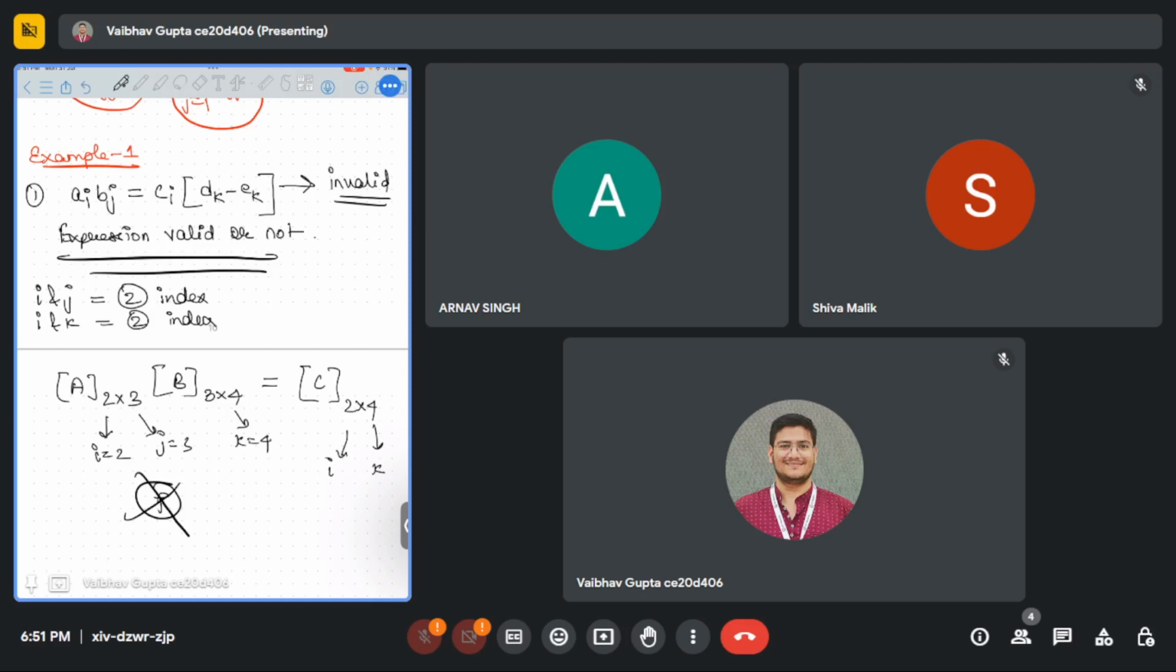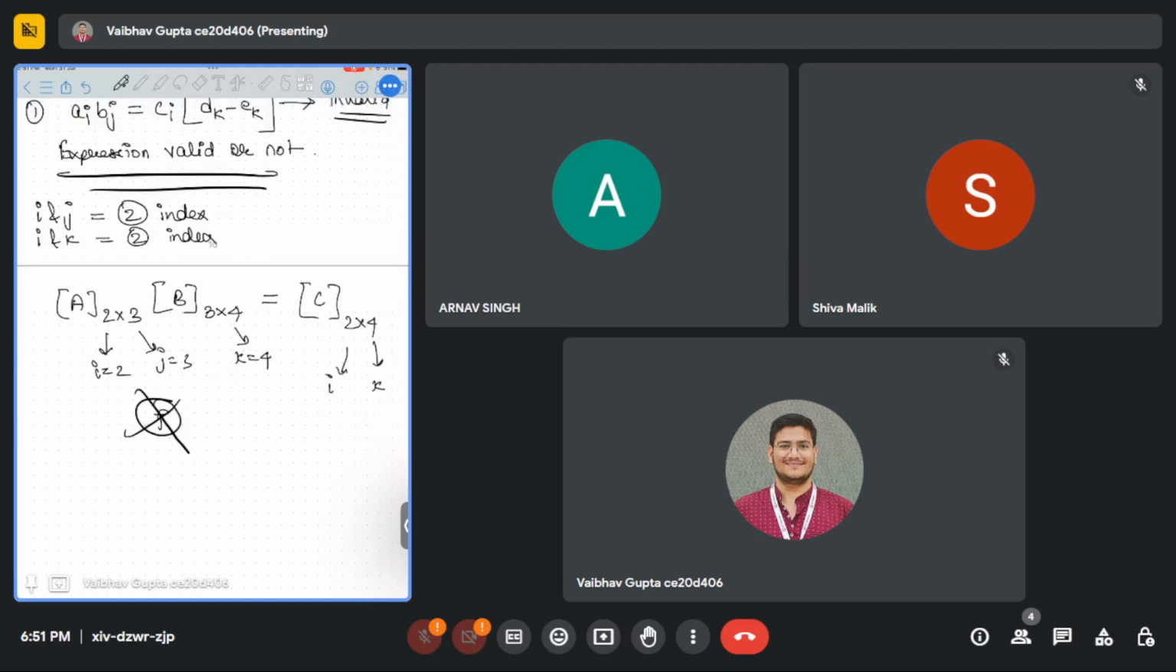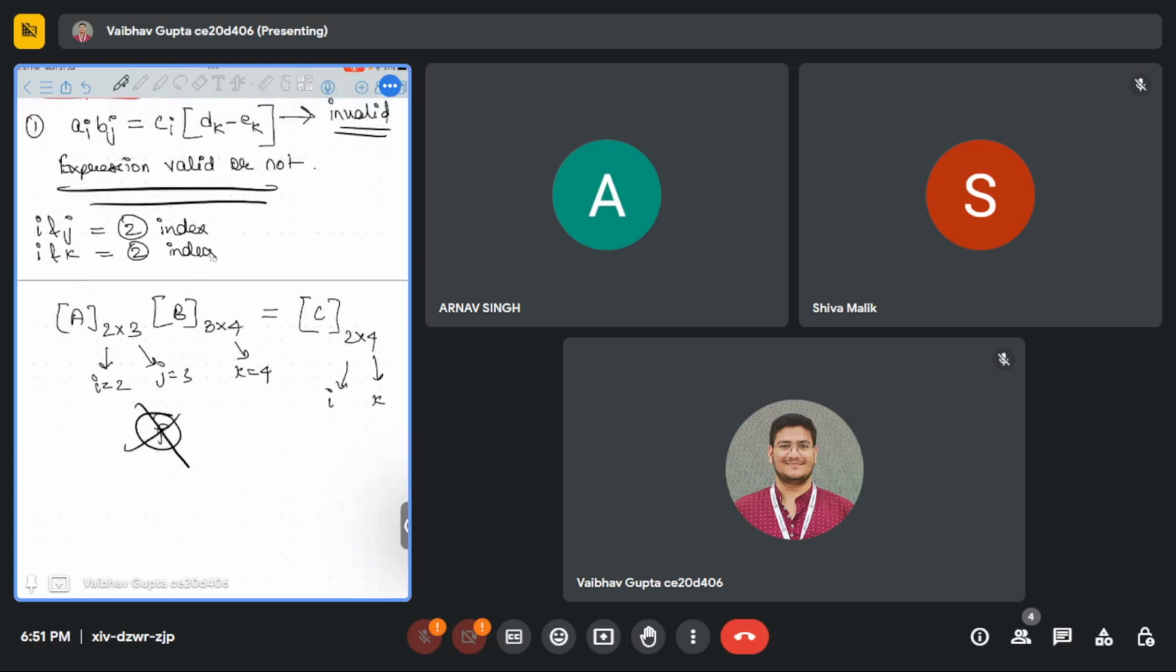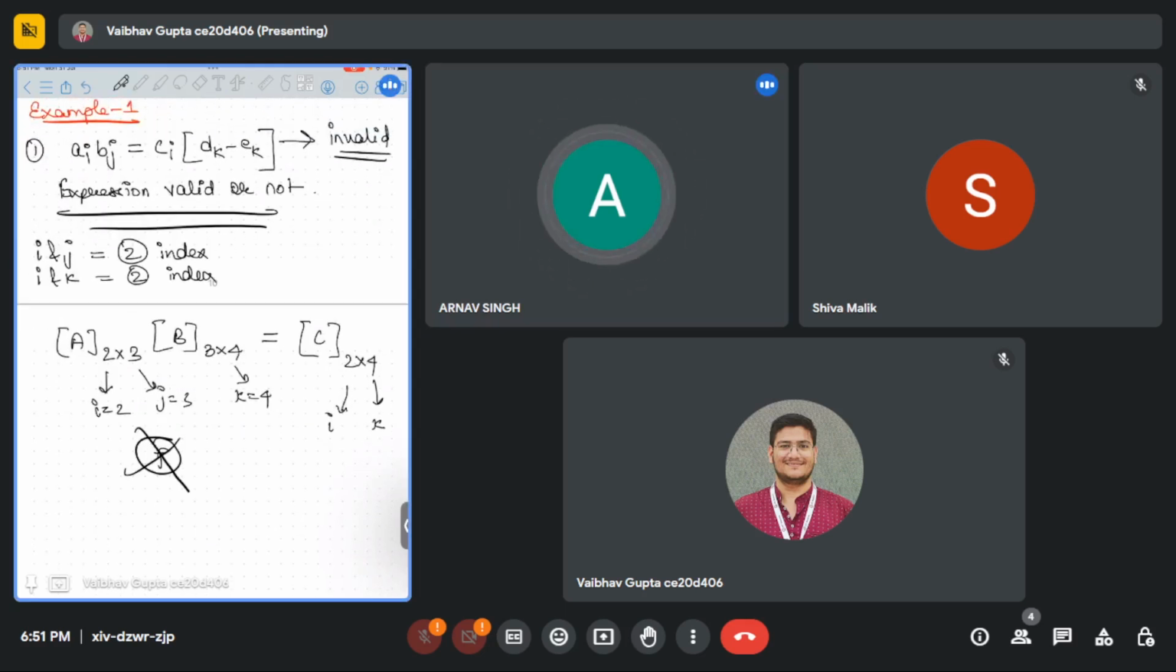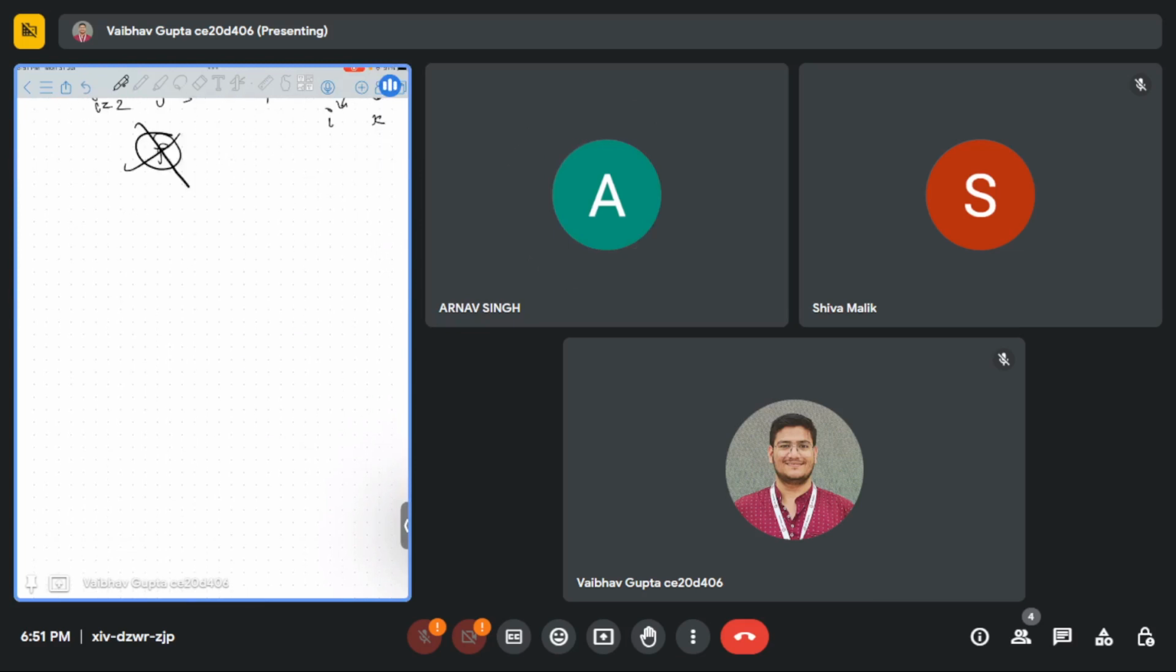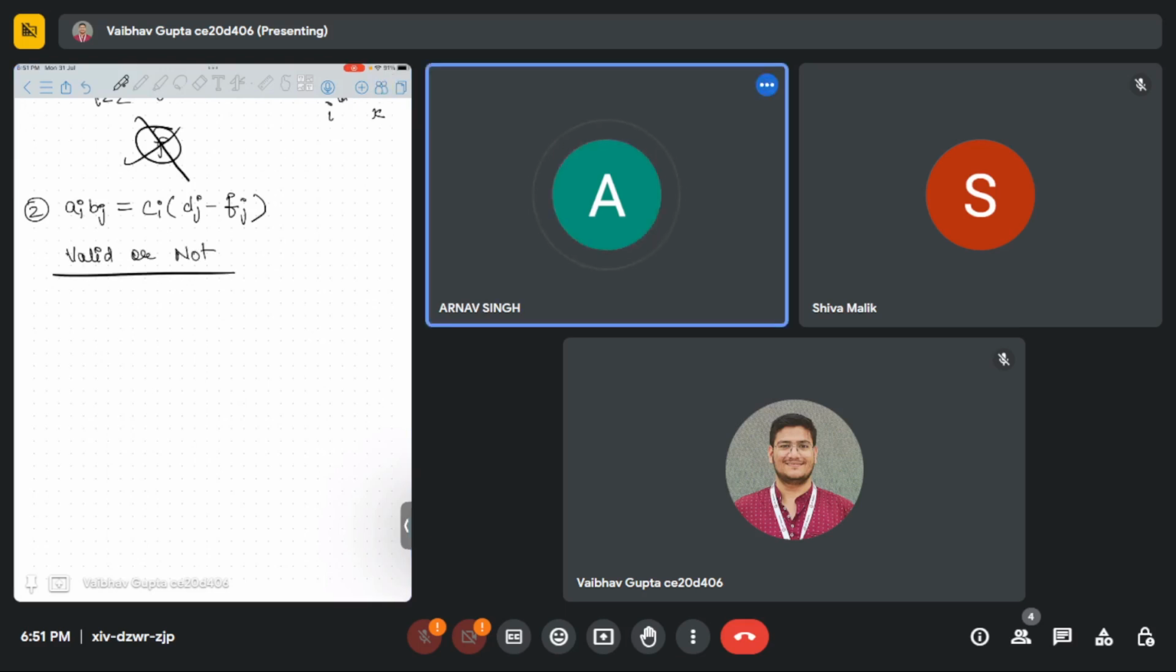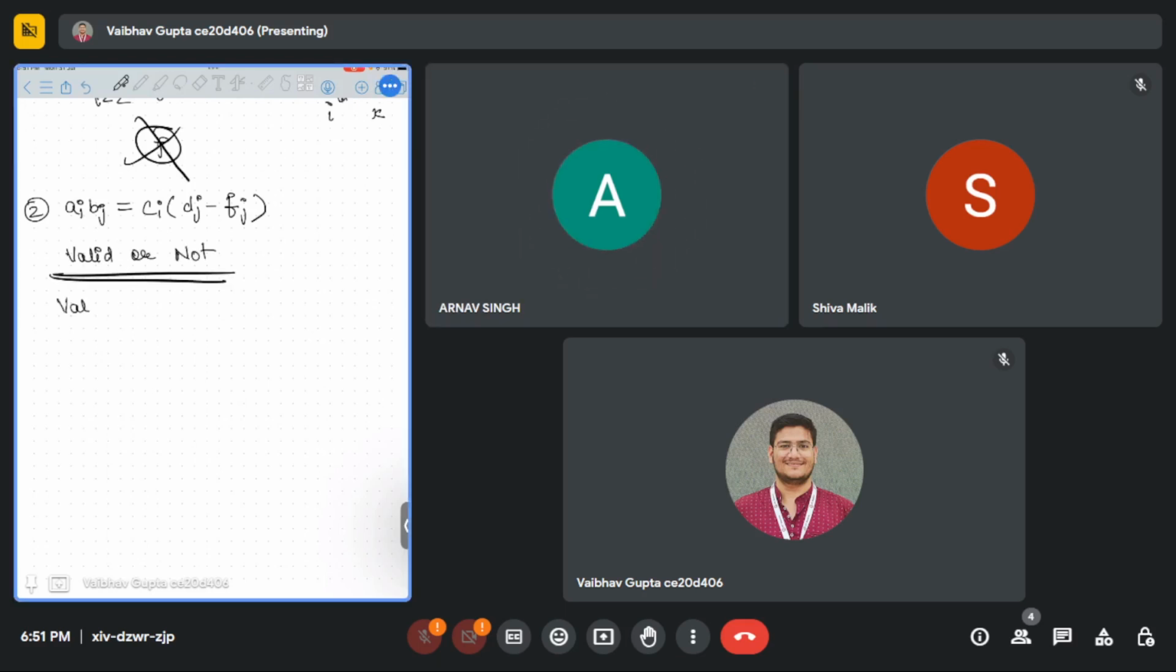Any question in this problem? Understood? Okay. I'll do another problem. Now I'll take the same example with a different thing. Tell me, is this expression valid or not? Valid, sir. Okay. Because those indices which are present in the left are there in the right.